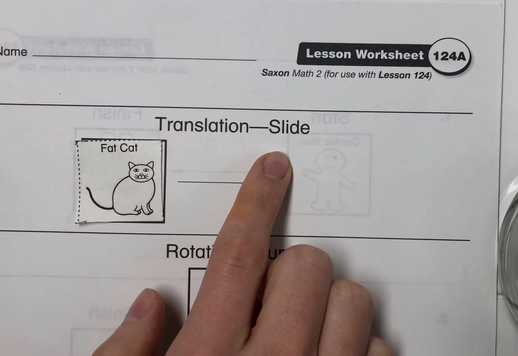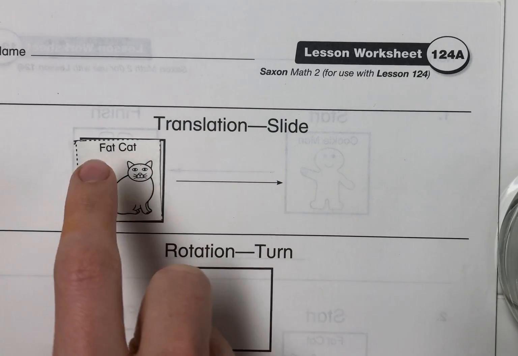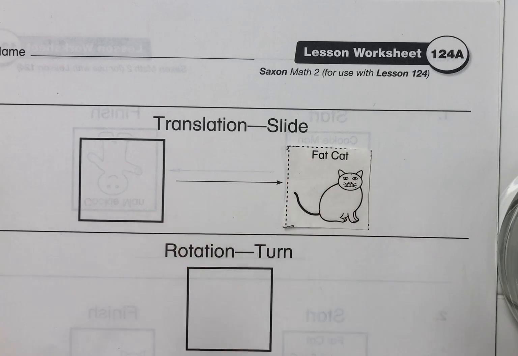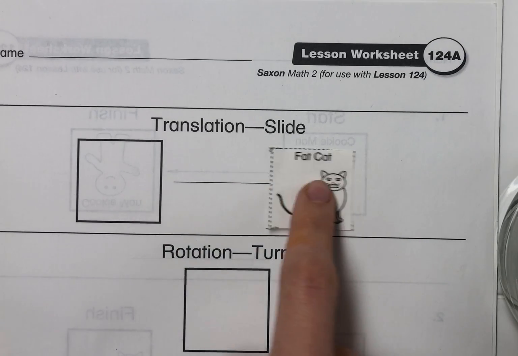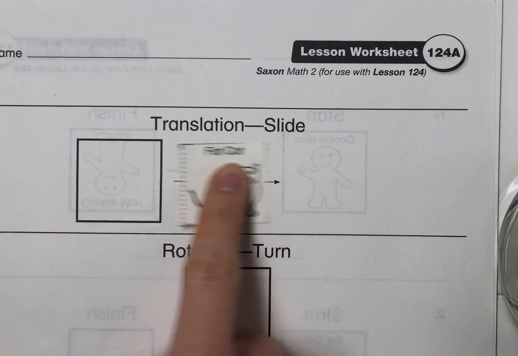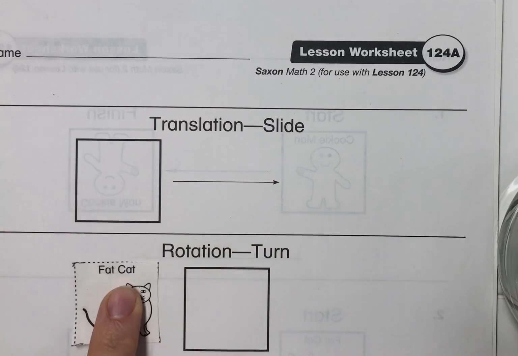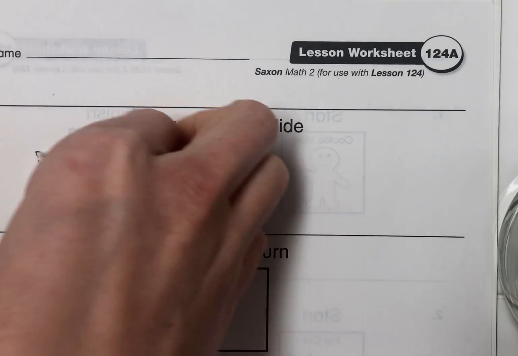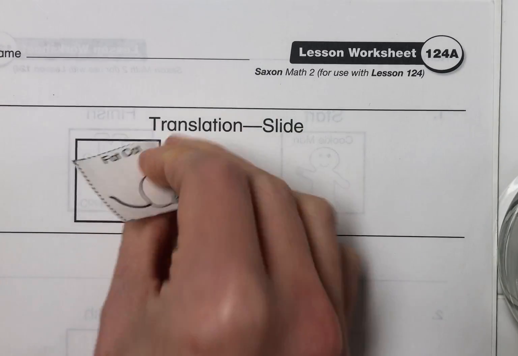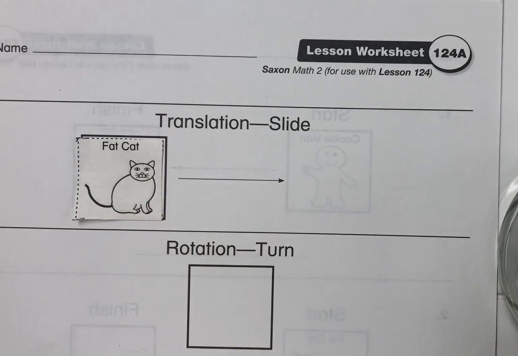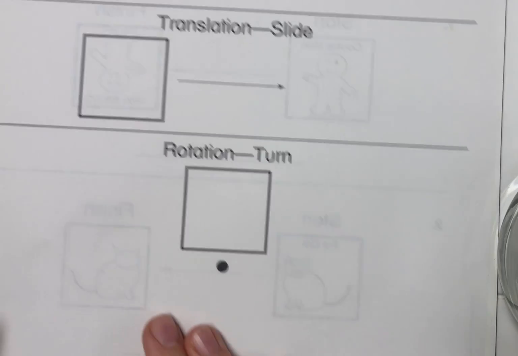And we're going to practice a slide. So we're just going to follow this arrow. And that's a slide. So a slide means that something can go right, it can go left, it can go up, it can go down, but it's not turning and it's not going backwards or anything like that. It's staying facing the same way. Okay, let's go to our next one.